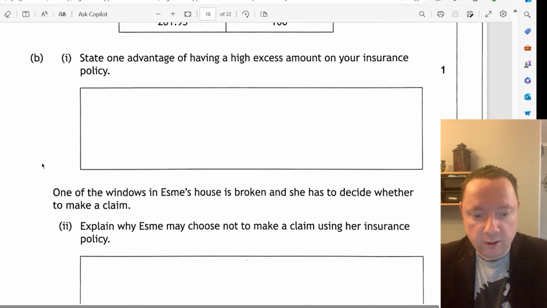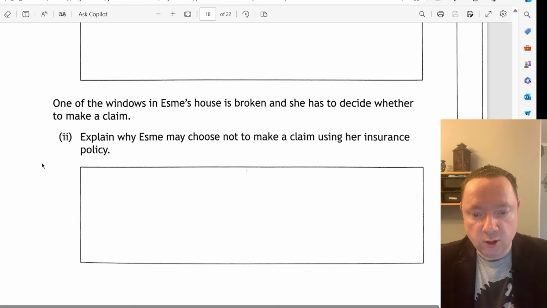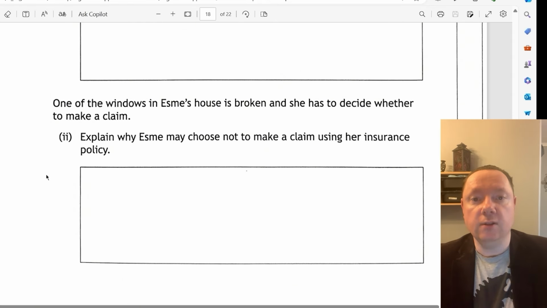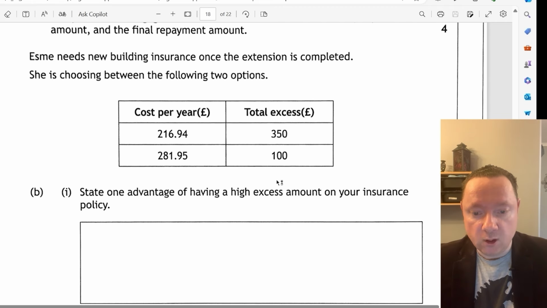Part 2, one of the windows in Esme's house is broken. She's deciding whether to make a claim. Explain why Esme may choose not to make a claim using her insurance policy. There's lots of reasons for that. It might mean that her premiums go up in later years because she's made a claim, or it might be because the excess is too high and it's cheaper just to fix a window without making a claim.